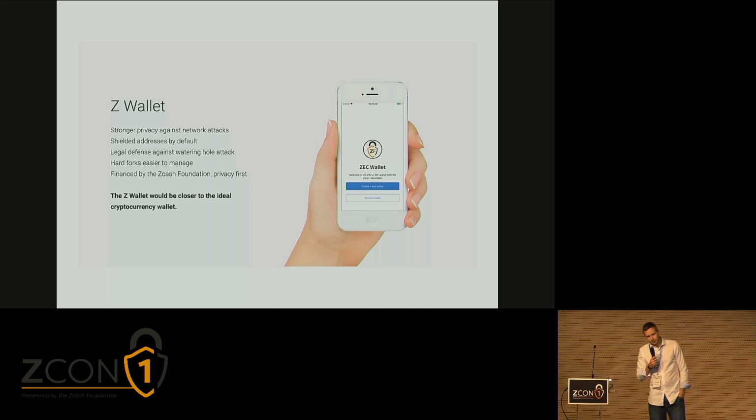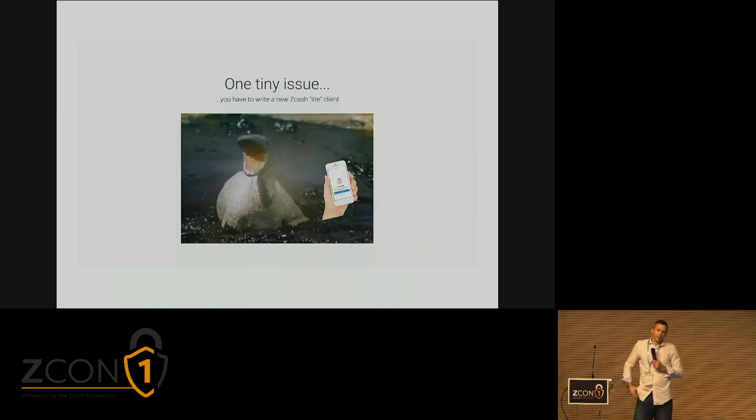So the conclusion here, the really cool thing is that the Z wallet, in my view, would be closer to the ideal cryptocurrency wallet. So there's just one small catch, of course, and that small catch was you needed this light client library that Jack also mentioned. So the SDK is ready and working nicely for Android, but we're still missing it for iOS.